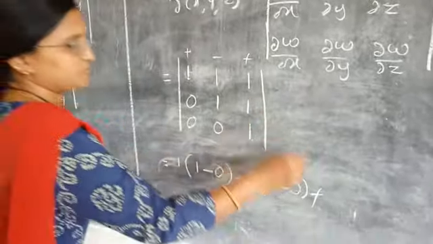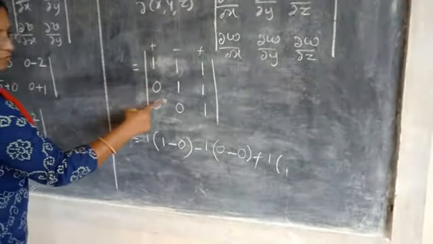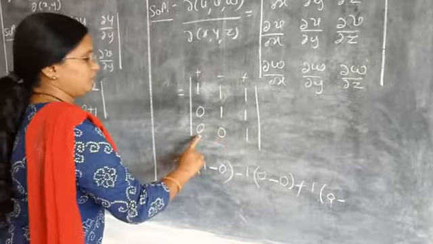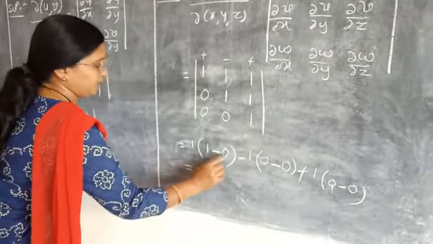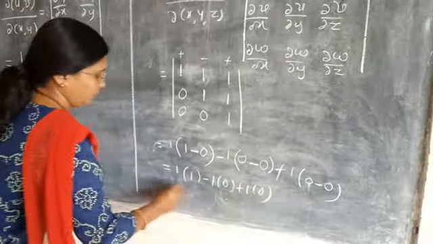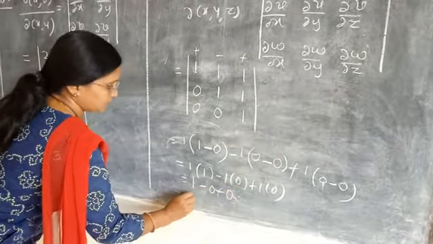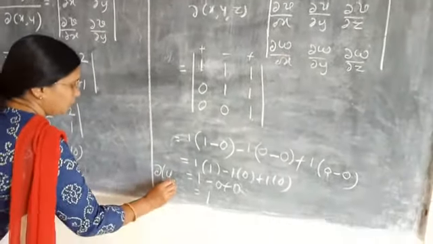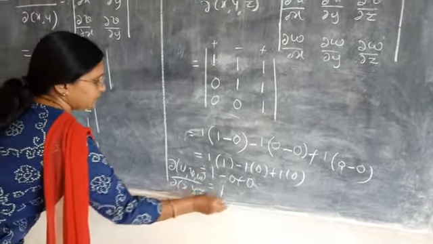Then plus this 1 into, in this case you leave this column and row, then cross multiply these two. All of you know this one. Then 0, minus 0 into 1 is also 0. So it is equal to 1 into (1 minus 1 is 0), minus 1 into 0, plus 1 into 0. It is equal to 1, and these two are minus 0 plus 0, so it is equal to 1. So here ∂(u,v,w)/∂(x,y,z) is equal to 1.